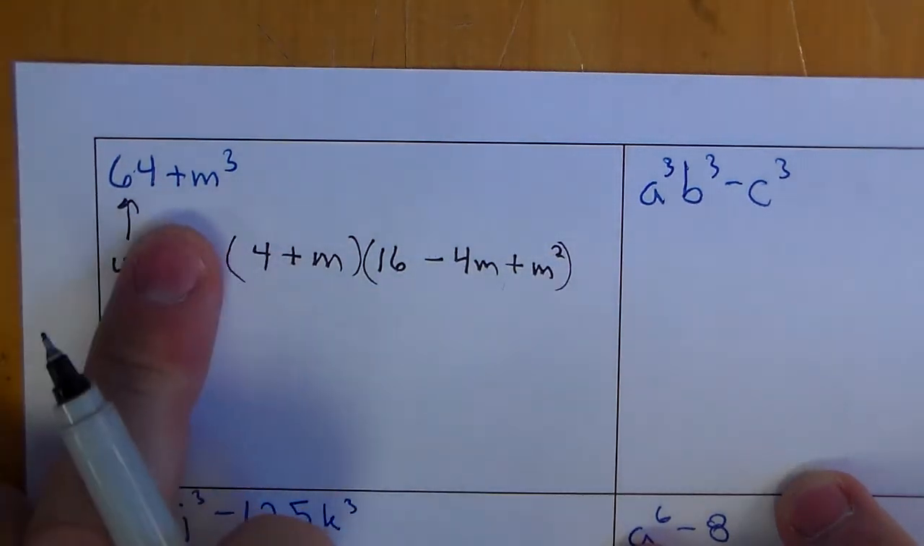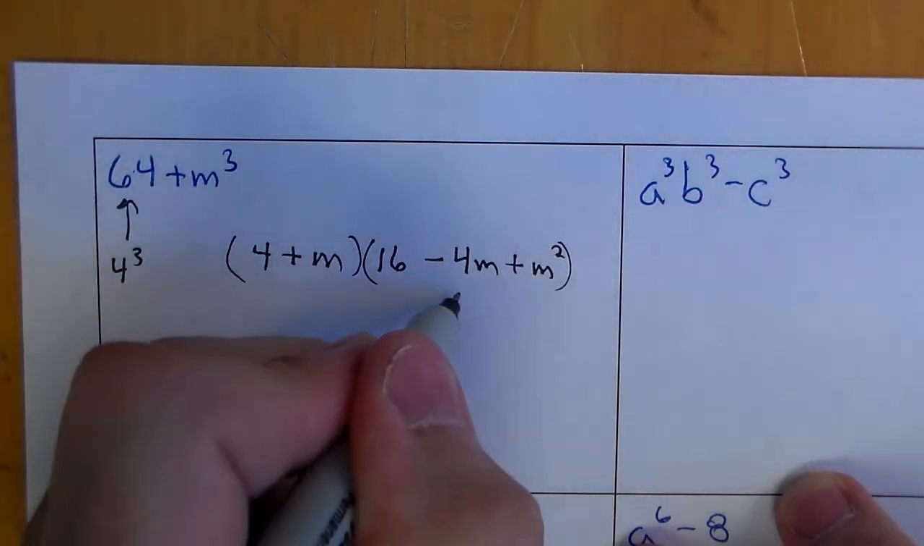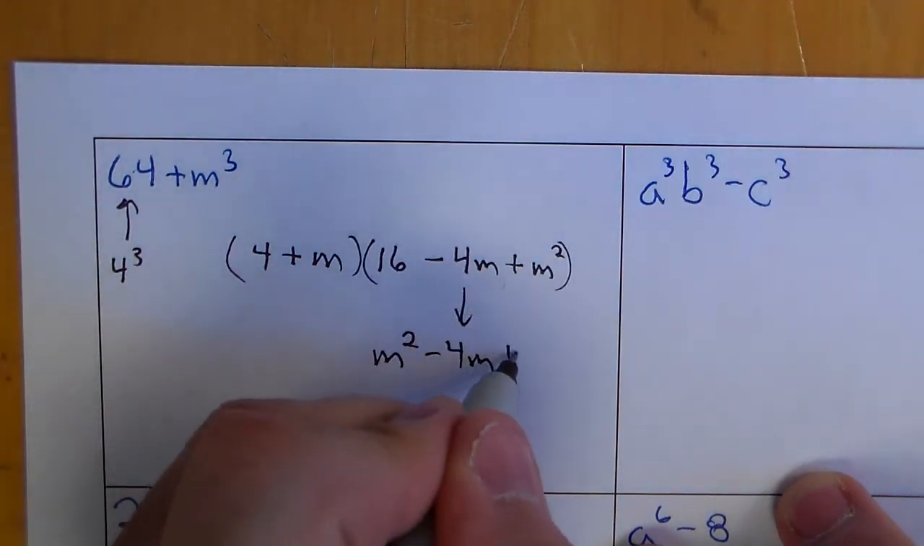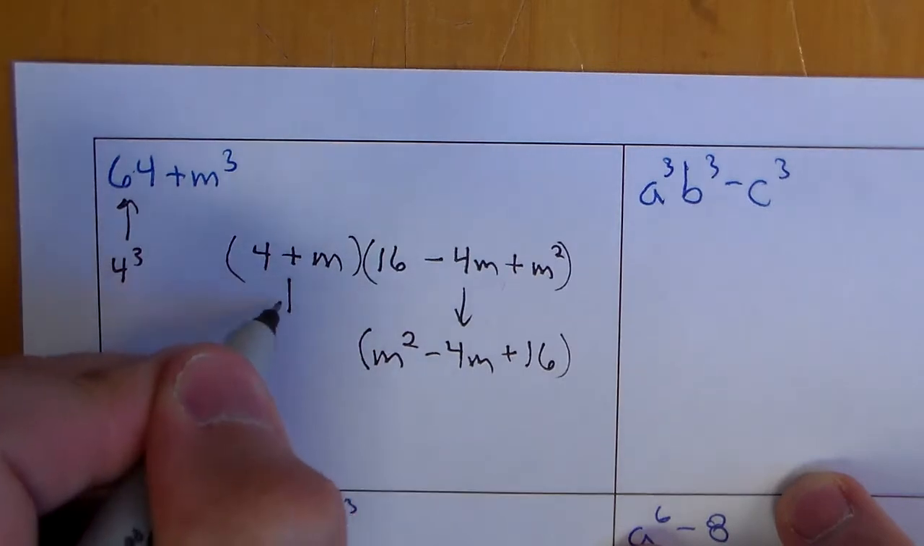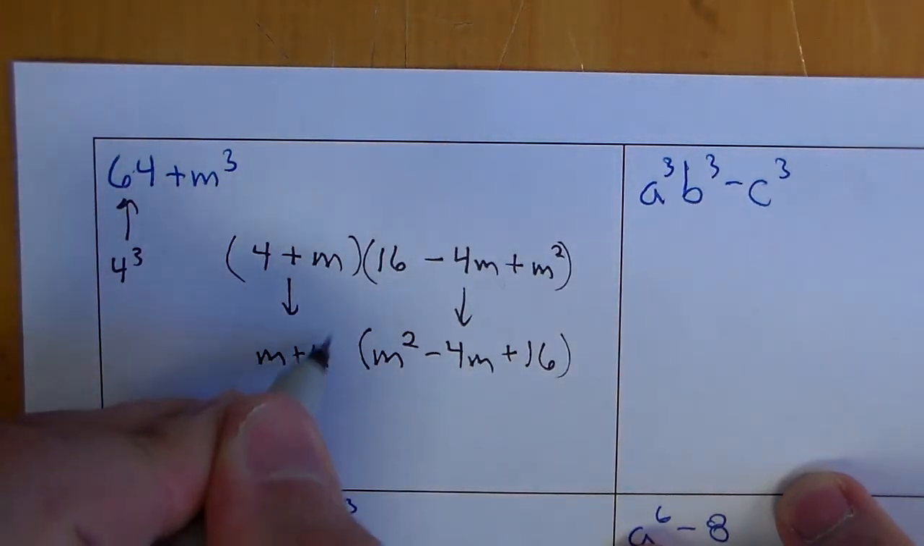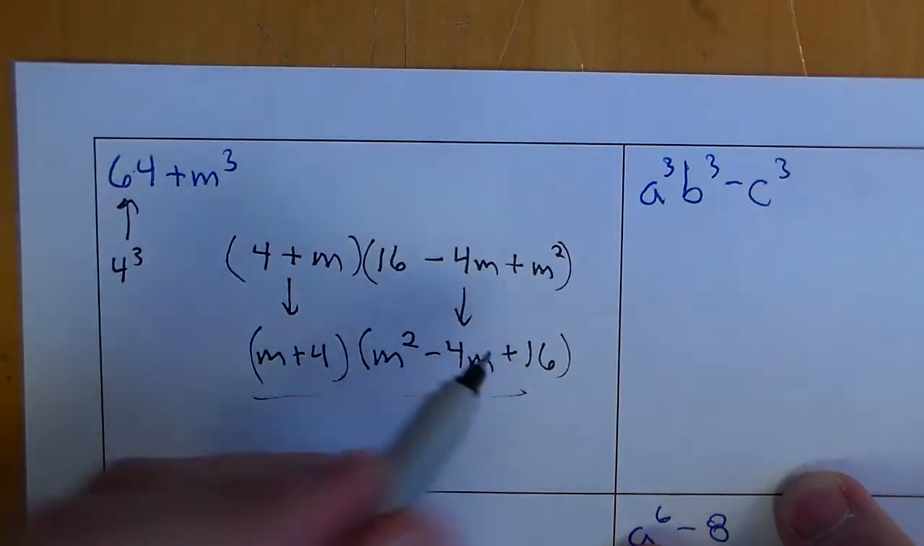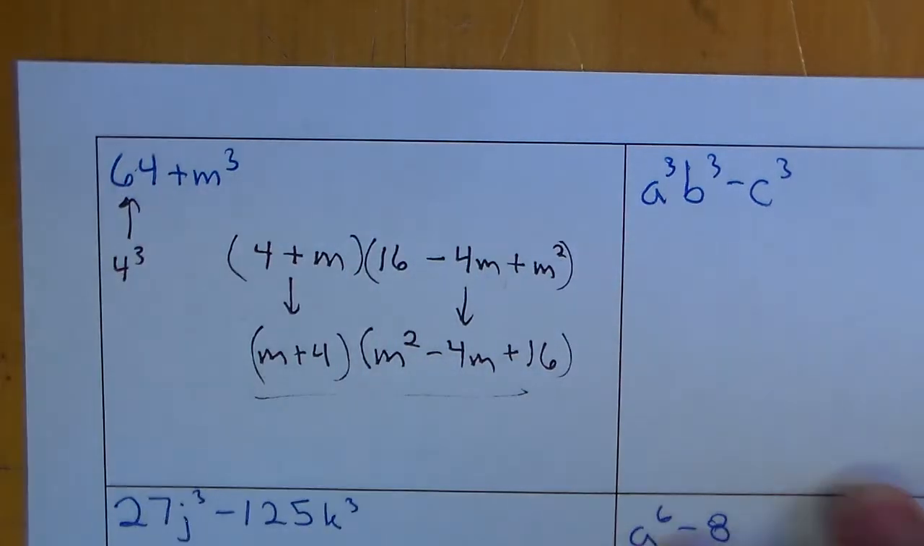Now, this is the same thing as writing m cubed plus 64, so I could rearrange this to be m squared minus 4m plus 16, and I could switch this also to be m plus 4, and they are equivalent. We just usually write the order they gave us, but that would also be correct. It's just kind of a switched version.